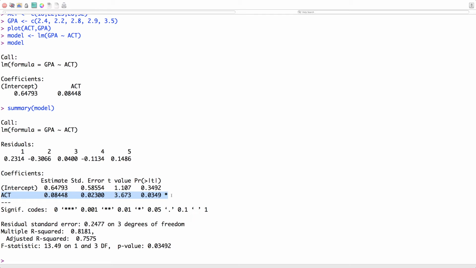And we end up with a p-value of 0.0349, which came from a test statistic of 3.67 with degrees of freedom equal to 3. We can see down here our residual standard error. We studied that in the last video. It's 0.2477. That's thought of as the variance of our error. But anyway, the nature of this video is to examine this line right here. Where do those numbers come from? What's the mathematics behind it?